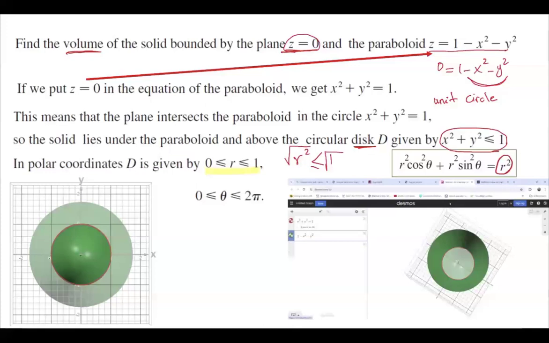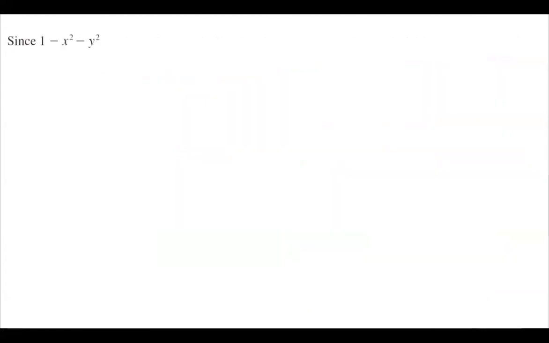Now for theta itself, theta is bounded between 0 and 2 pi because it's a full circle. The object starts at the positive part of the x-axis and it has a complete rotation, which is 2 pi. So we found the boundaries for our r and theta, and we are ready to move on to calculate this volume.